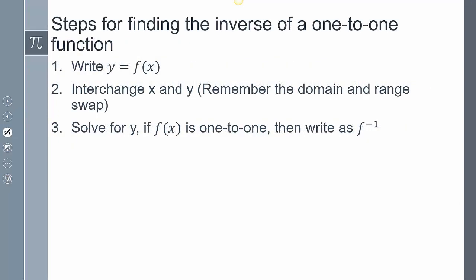That's the reason why we spent all this time trying to find if my function is one-to-one. Now here are the steps for us to find the inverse of a one-to-one function. Instead of writing it as f of x, you switch it with y. Because the inverse is the swapping of your x's and y's, or switching your domain and range, you're going to interchange your x's and y's, and then you're going to solve for y. Remember, if that function is one-to-one, then we can write it as f to the negative 1, or f inverse.